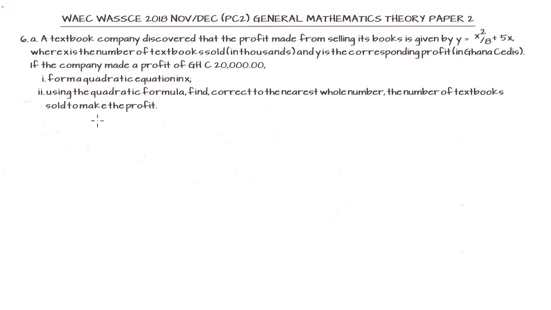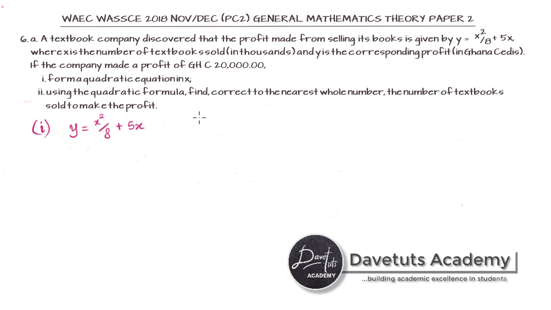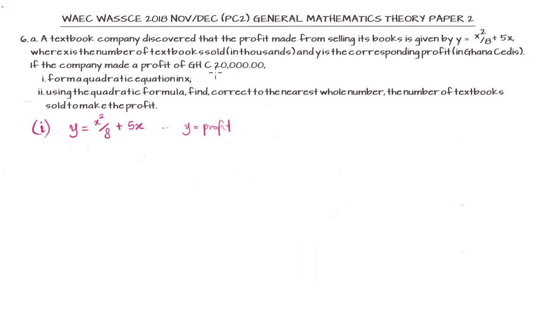Here in this question number 6, a textbook company was discovering that their profit from selling their book is given by y is equal to x squared over 8 plus 5x. And x is the number of textbooks, y is the corresponding profit in Ghana cedis. Okay, and then that y was given as 20,000 cedis. So if we put in that value of y into our equation, we have 20,000 is x squared over 8 plus 5x. Now, that will give us 20,000 over 1 is equal to, finding the LCM of the right hand side, x squared plus 8 times 5 is 40, so we have 40x.